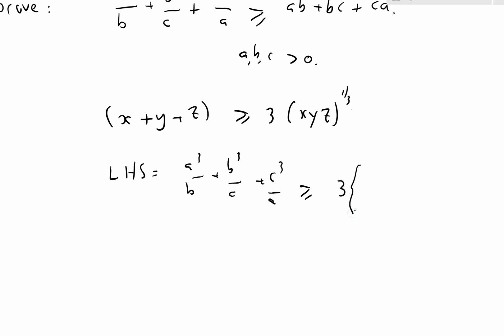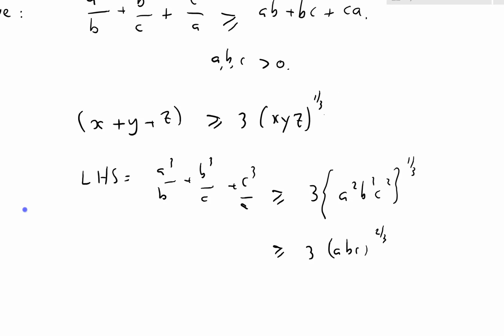3 times the cube root of the product. So that's a squared b squared c squared all to the power 1/3. So that says it's greater than or equal to 3 times (abc) to the power 2/3, which is great. That's a nice little result. It's quite a pleasing result. That's quite nice, but it's not really what we're after.